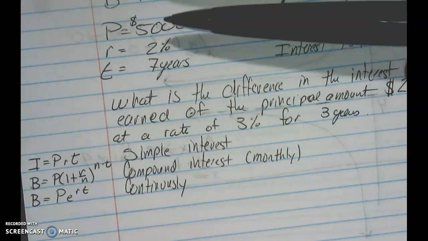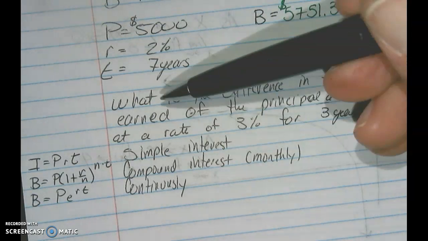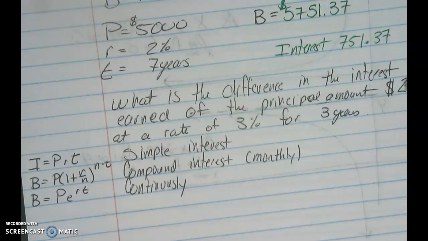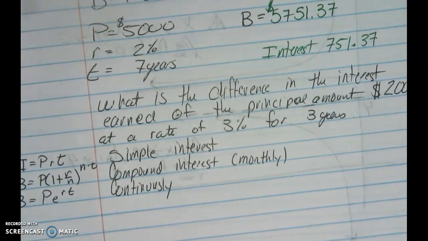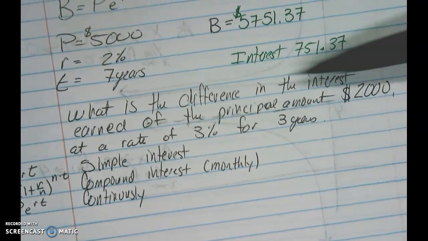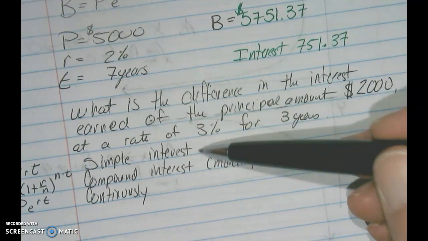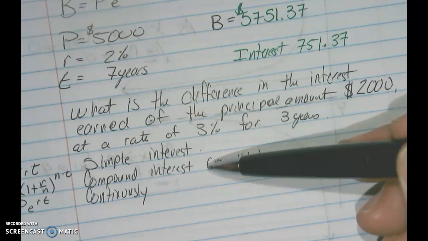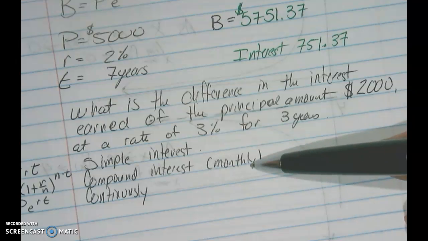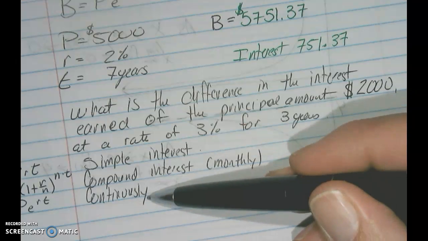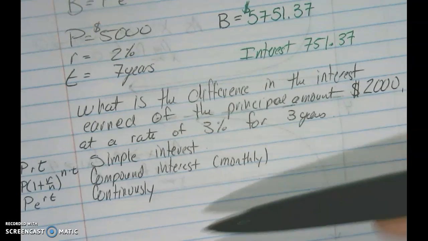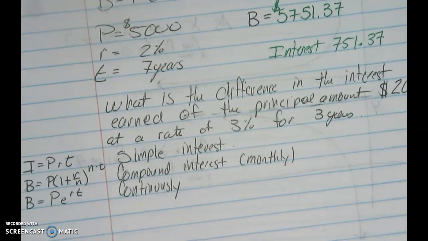So the question now is, what's the difference in the interest earned for a principal amount of $2,000 at a rate of 3% for 3 years? I want you to calculate the simple interest, the compound interest, compounded monthly, and then compare it to the continuously compounded. And we only want to look at the interest, okay?